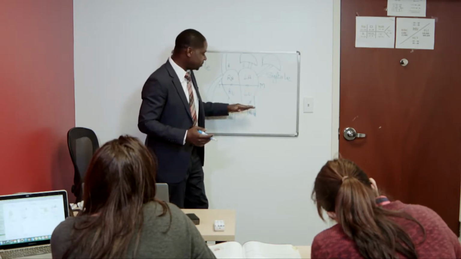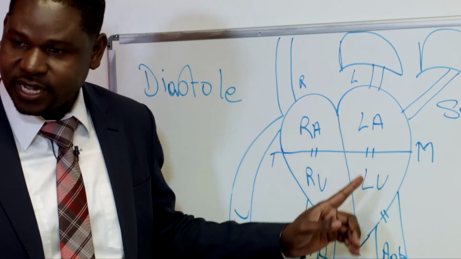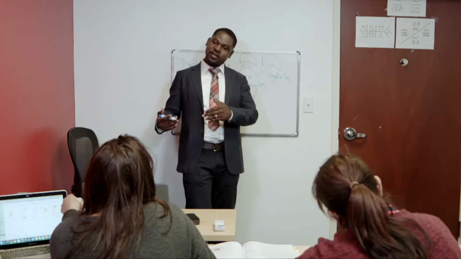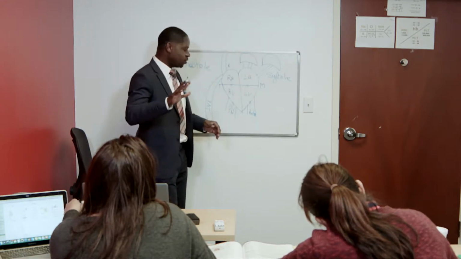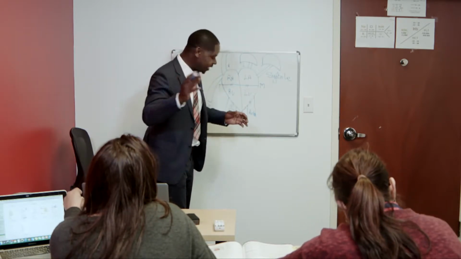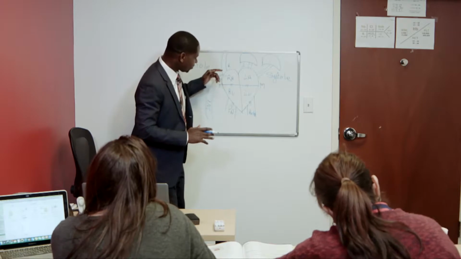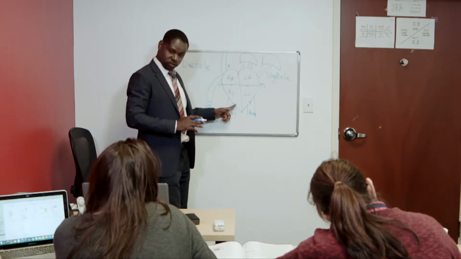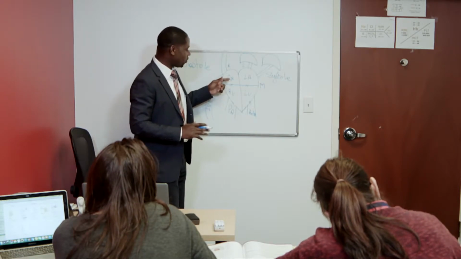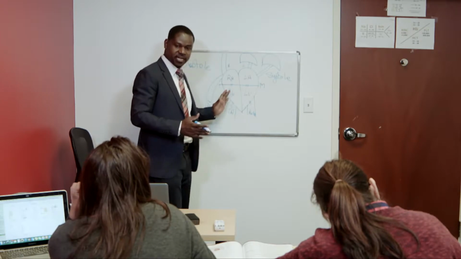I repeat it again. Diastole is when the aortic valve is closed, the mitral valve is open, and the blood comes from the left atrium to the left ventricle. We call that diastole. Okay, let's go to the right side. Diastole means filling. On the right side, diastole is when the pulmonary valve is closed, the tricuspid valve is open, and the blood comes from the right atrium to the right ventricle. We call that diastole. It's the filling of the right side.